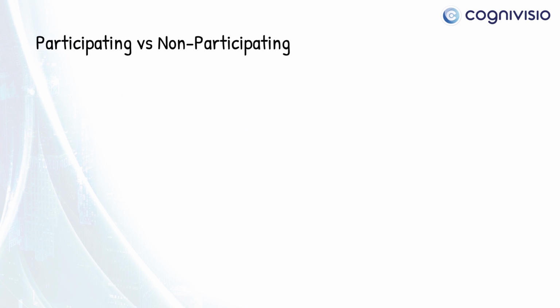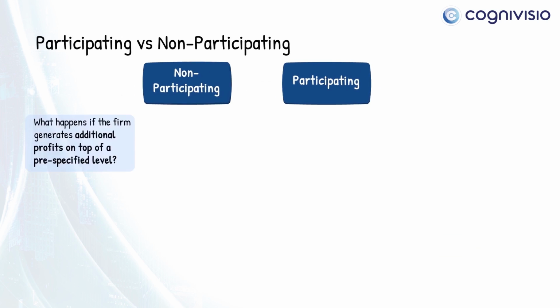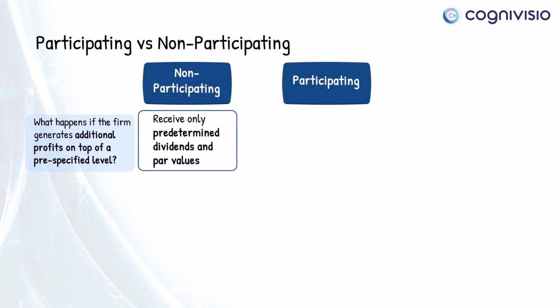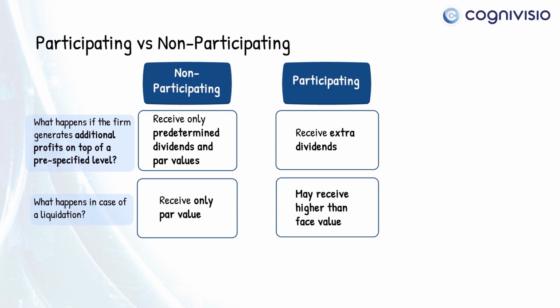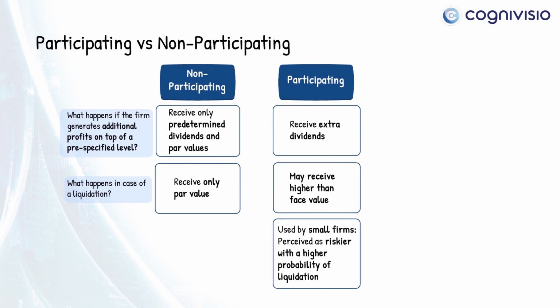Preferred shares can also be participating or non-participating. Non-participating preference shares receive their predetermined dividends and par values regardless of the company's level of profits. However, participating preference shares receive extra dividends if the firm generates additional profits on top of a pre-specified level and may receive an amount larger than their face value in case the firm is liquidated. They are sometimes used by small firms, which have a higher probability of liquidation and are perceived by investors as riskier.